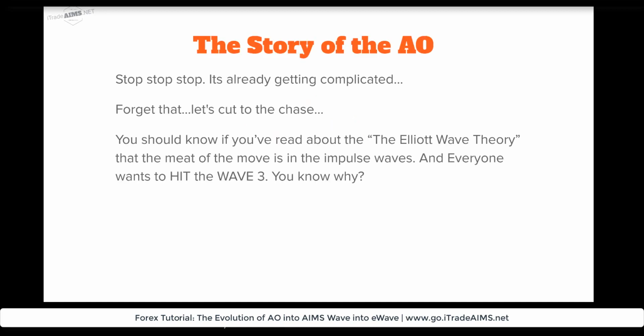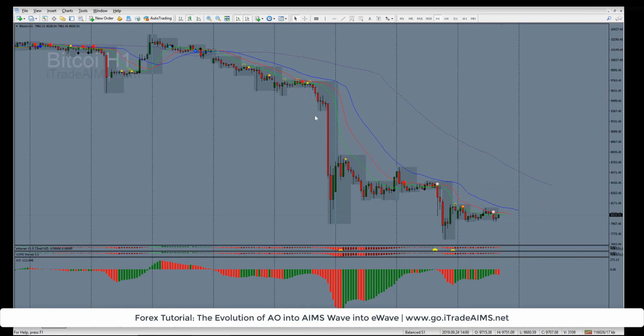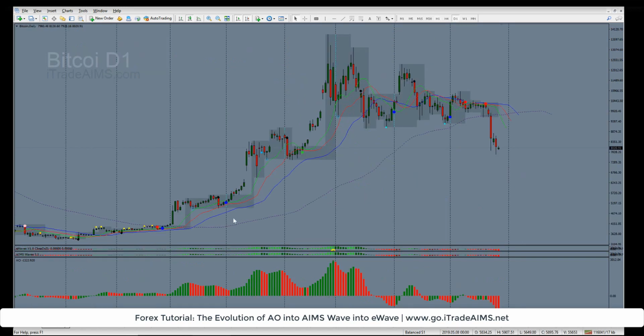You should know, if you've read about the Elliott wave theory, that the meat of the move is in the impulse waves, like you saw in the chart that I showed you just moments ago. And everyone wants to hit the wave 3, right? Because that makes sense. Wouldn't you like to hit this wave? We'd like to cash this one because there's more money in that. And if you go to the daily chart, you'll see this is the impulse wave. You want to trade this one, not this one.